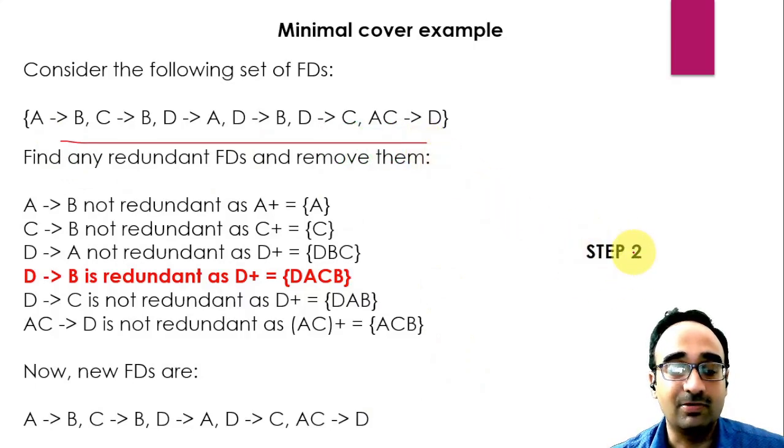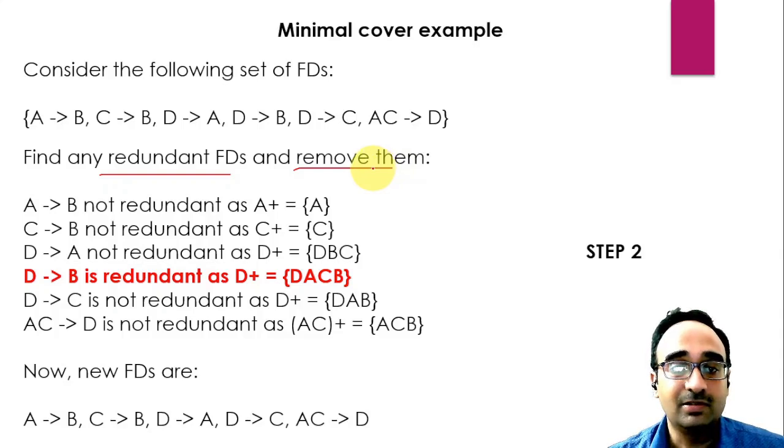Now what is step 2? Step 2 is to find any redundant functional dependencies, and if there are any, remove them. Now how to find whether an FD is redundant or not? Take each FD. The first one is A to B. How to say whether it is redundant or not? Find the closure of the LHS. The LHS is A. Since you are finding whether this is redundant or not, you should take this away from the list.